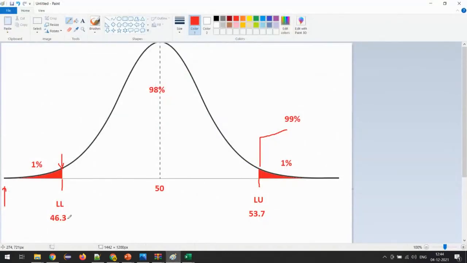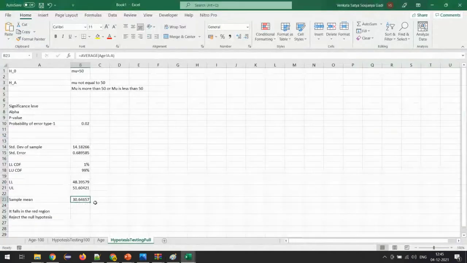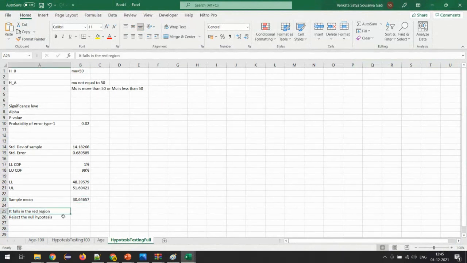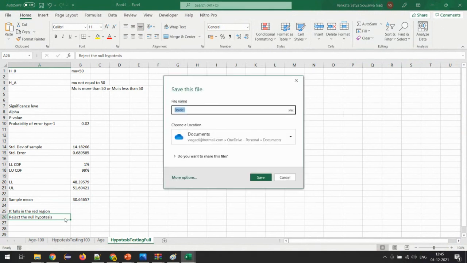Yes, because here the number is updated to 48 and here it is 51, or we can say this region is coming a little closer, which means we are even further away than before, very far away. Anyway, so we know it's in the red region and we are rejecting the null hypothesis, right?